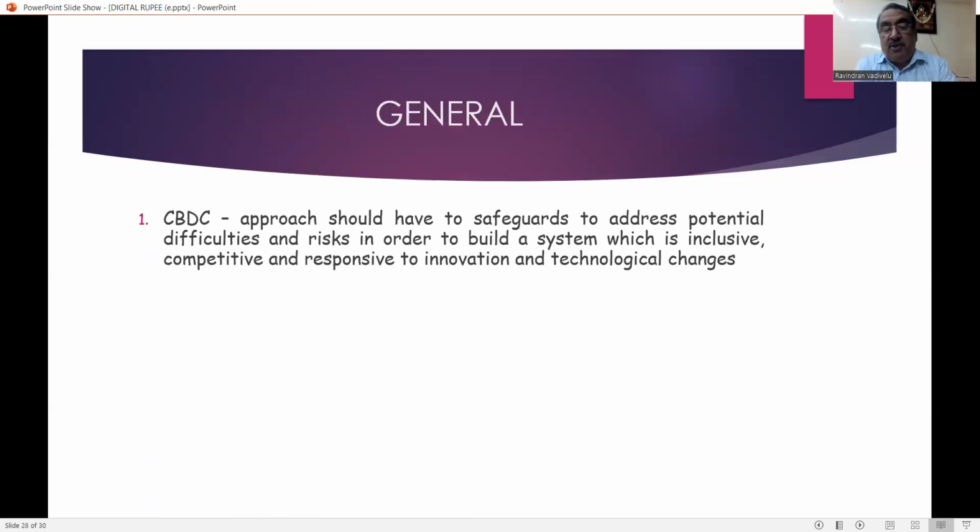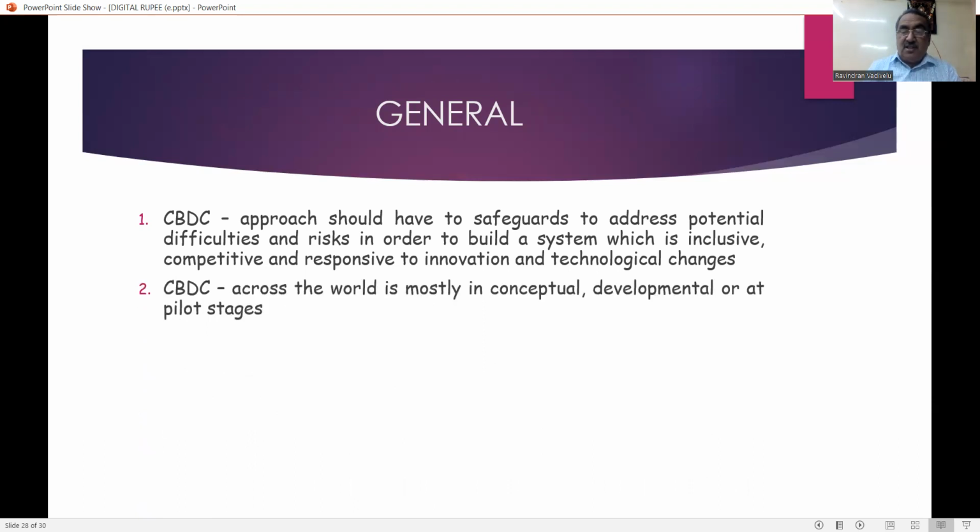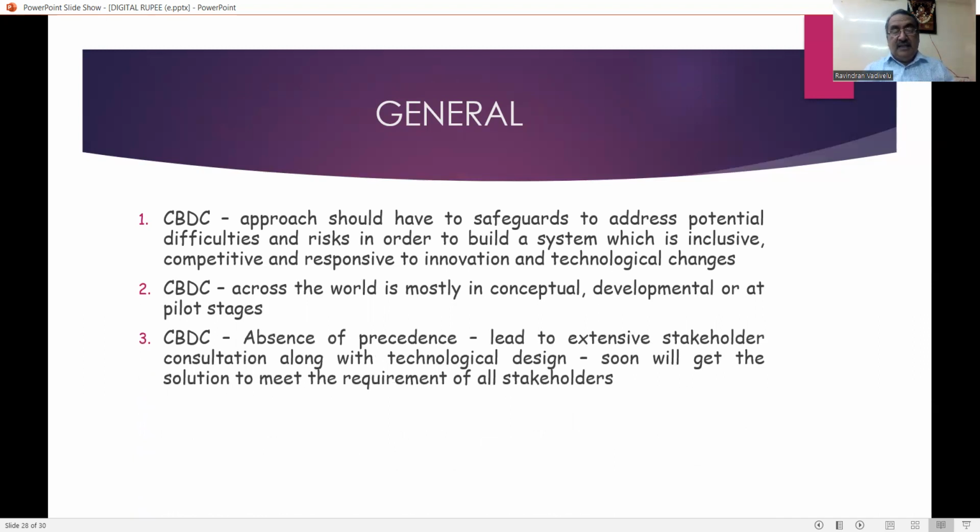The approach should have safeguards to address the potential difficulties and risks in order to build a system which is inclusive, competitive, and responsive to innovation and technological changes. And across the world, it is recognized that it is mostly at the conceptual, developmental, and pilot stages now. In the absence of precedent, because so far no one has introduced the CBDC concept in India, this will definitely lead to some complications and some problems.